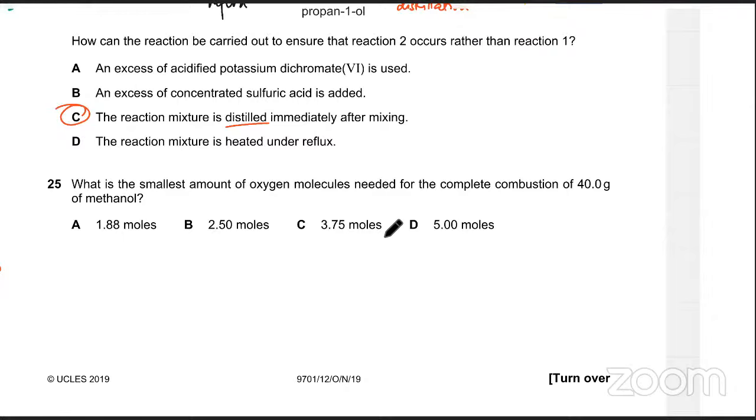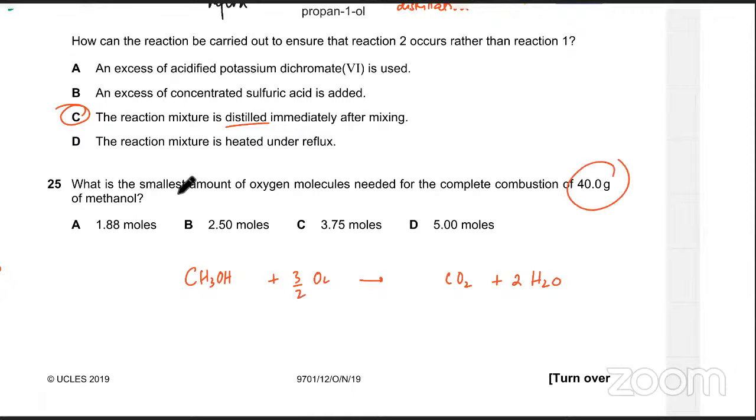So next one is, what is the smallest amount of oxygen molecules needed for the complete combustion of 40 grams of methanol? So it's a moles question. Methanol is CH3OH, reacting with oxygen in complete combustion, producing CO2 and 2H2O. Counting the oxygen atoms, that's 4 oxygen, so it's going to be 3 by 2, which is 1.5 oxygen molecules.